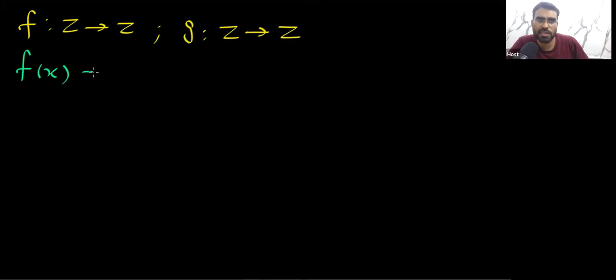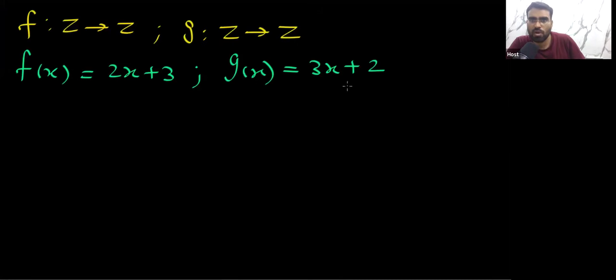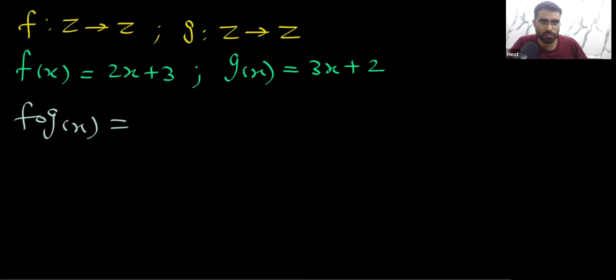The question is saying that fx is 2x plus 3, and gx is 3x plus 2. Tell me, what will be fog x? What will be fog x? Quickly tell me.